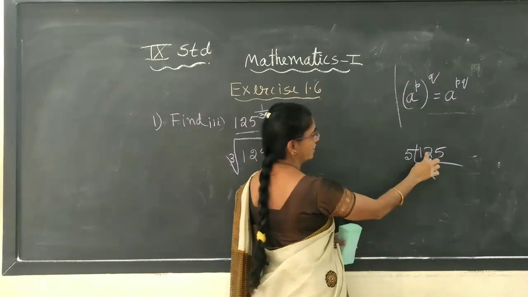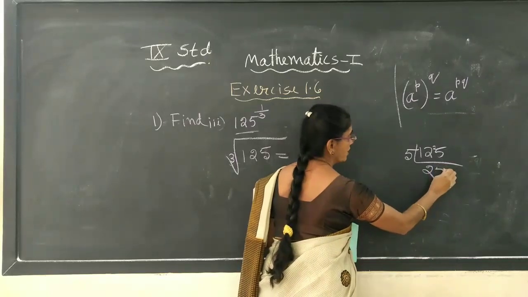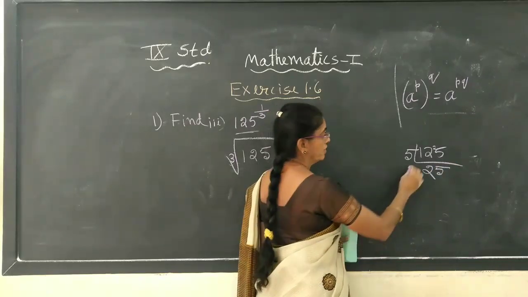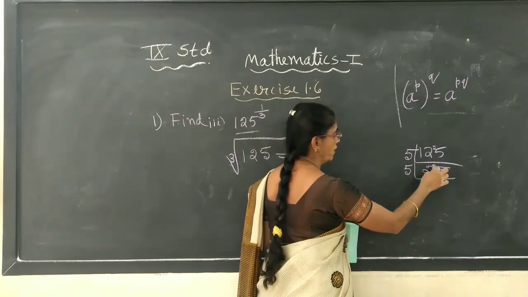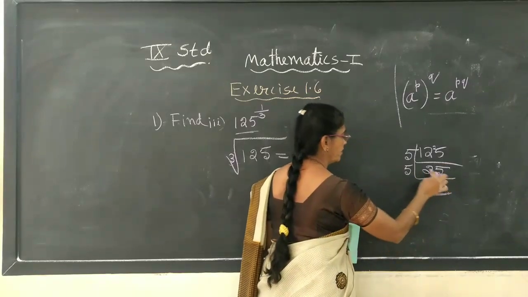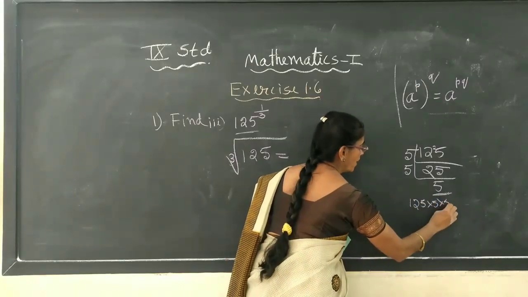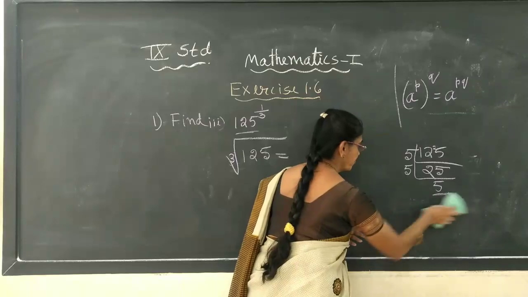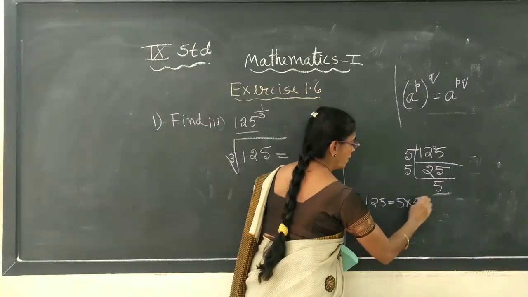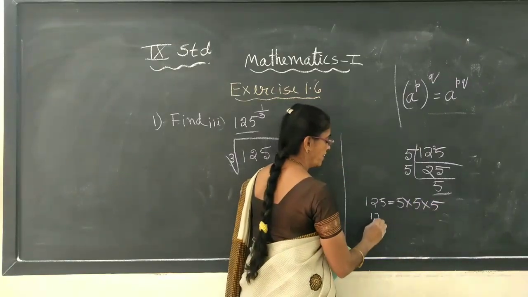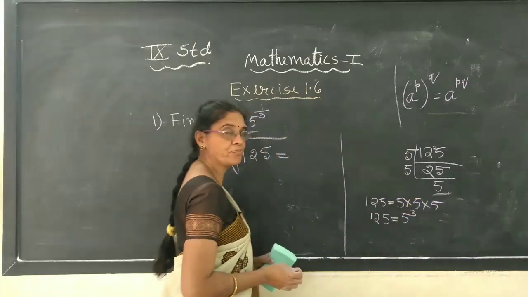5 2s are 10, 12 here, 2 remaining, 25; 5 5s are 25, that is the quotient. Now divide the 25 again by 5: 5 5s are 25, or 25 divided by 5 is 5. So 125 is nothing but 5 into 5 into 5, 3 times, or we can write 125 as 5 multiplied 3 times, it is 5 cube.